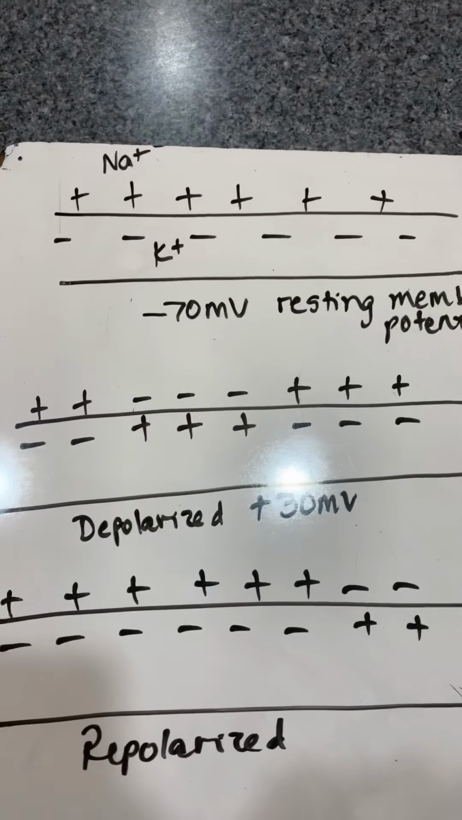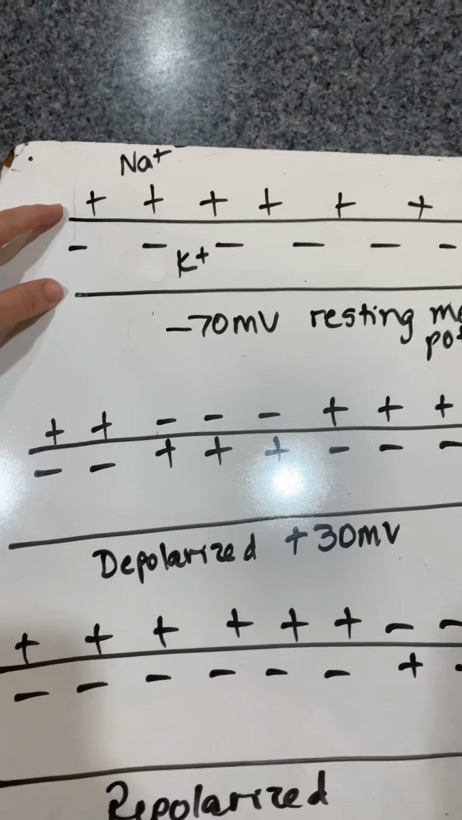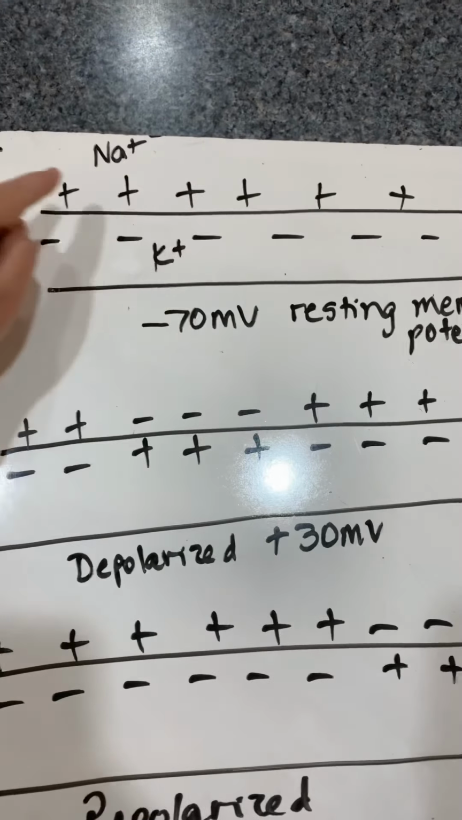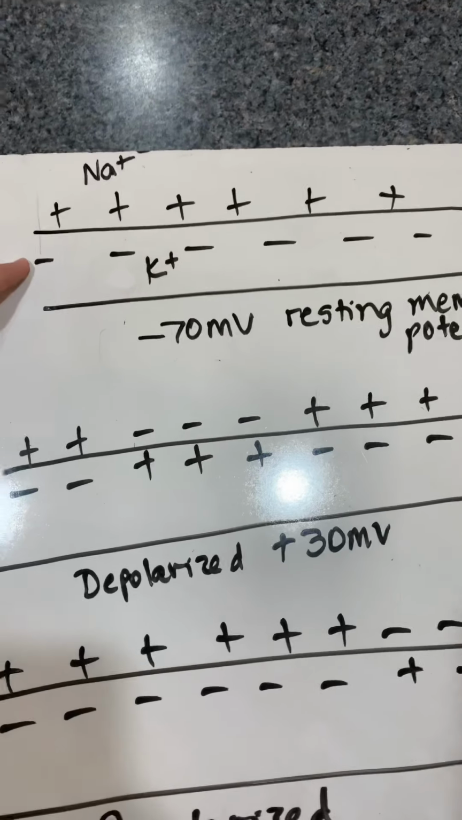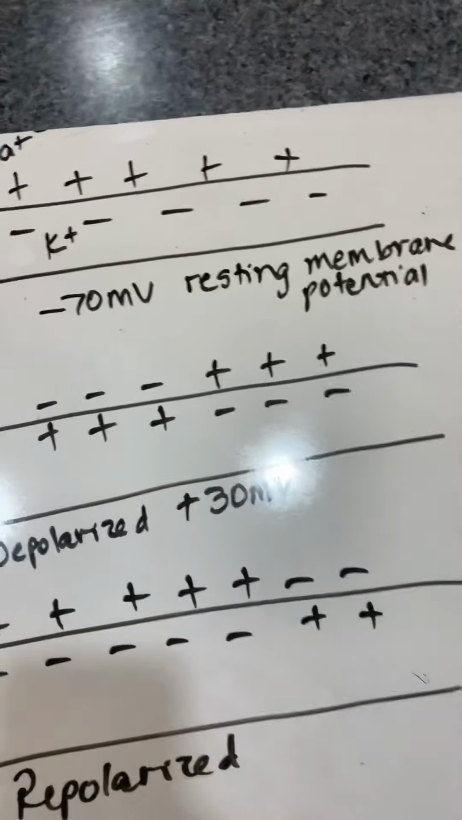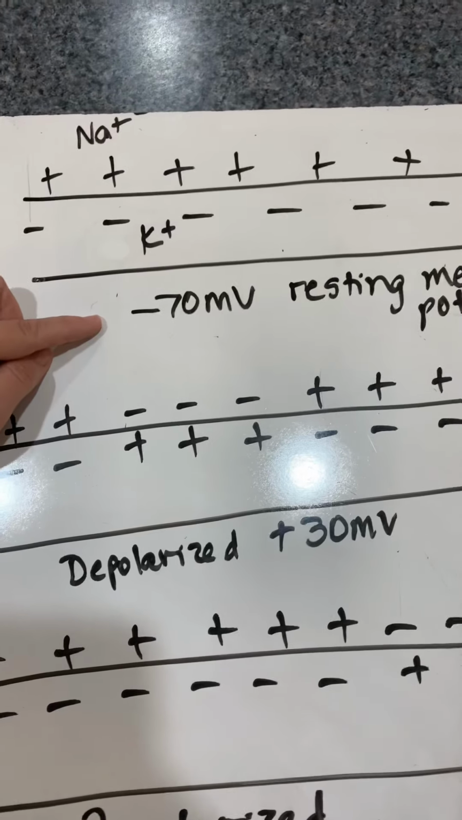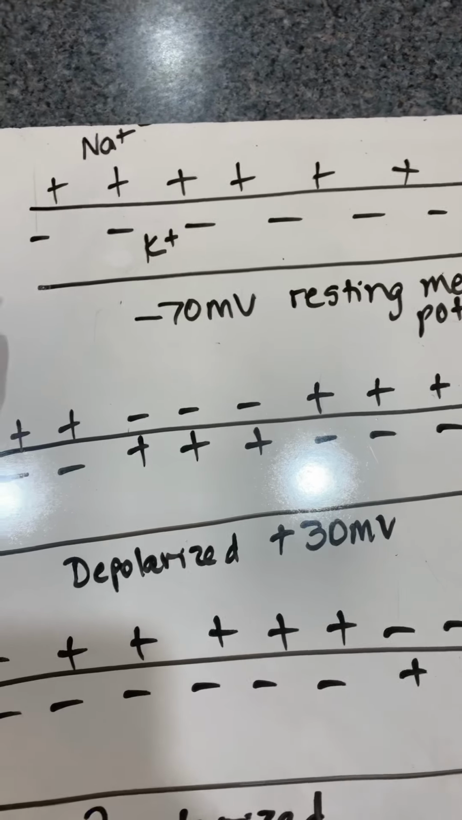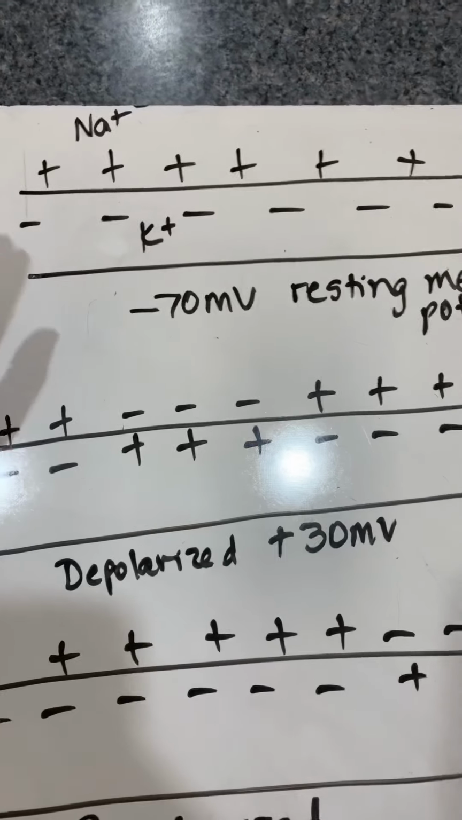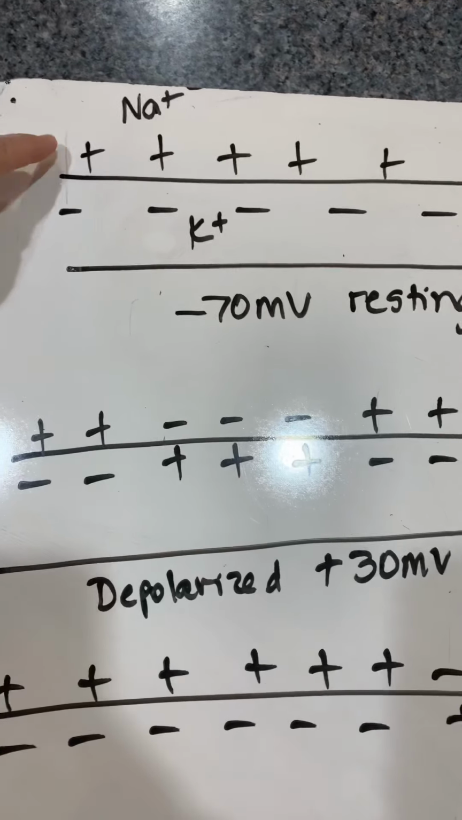So here we have the axon, and here's our membrane. Along the outside of the membrane we have a positive charge, and along the inside of the membrane we have a negative charge. We called that resting membrane potential. In the muscle fiber it was around minus 90 millivolts. And remember, voltage is just this separation of charges. That's all voltage is. We've got positive here, negative here.